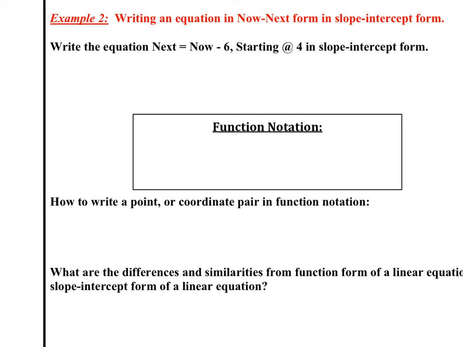Now we're going to reverse that. We're told that next equals now minus 6. So I know that this is my slope right here, and that 4 is my y-intercept. So let's write that in our form.